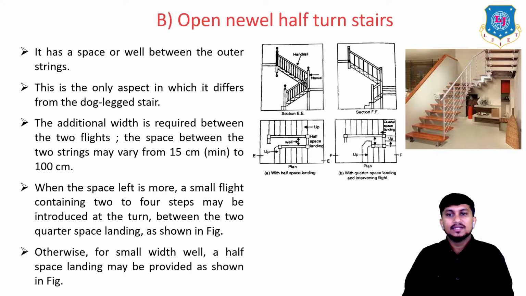When the space left is more, a small flight containing 2 to 4 steps may be introduced at the turning between two quarter space landings, as shown in the figure. Otherwise, for a small width of well, a half space landing may be provided, as shown in this figure. You can use a half space landing, or you can use quarter space landings and an intervening flight.